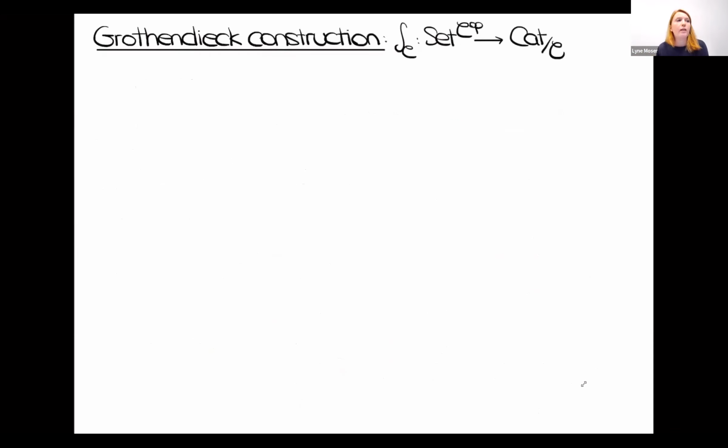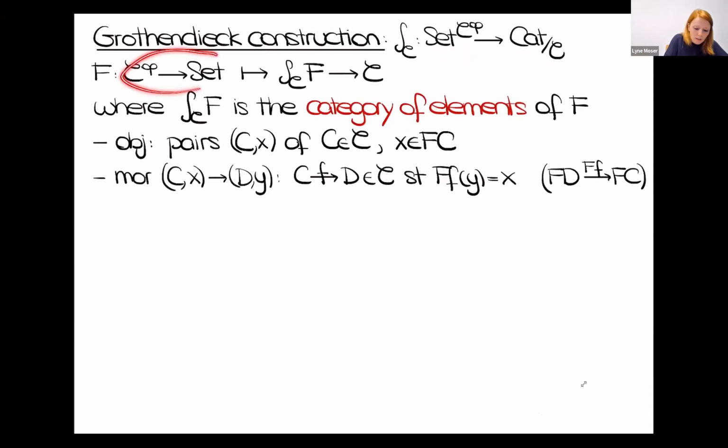Okay. The main ingredient of the representation theorem is a Grothendieck construction. A Grothendieck construction takes a presheaf on C and sends it to a category over C. From a presheaf F, I can form this functor where this category is the category of elements of F.